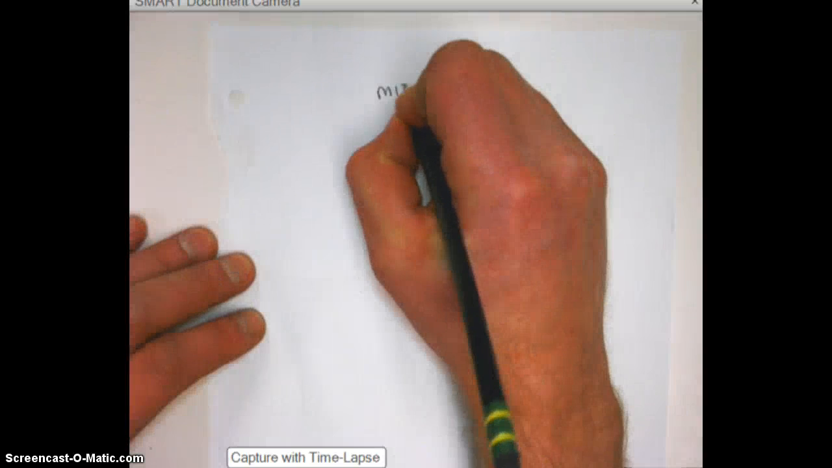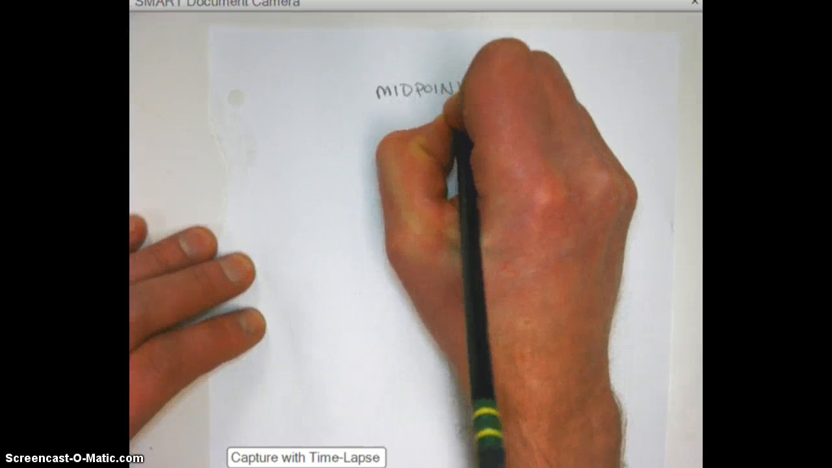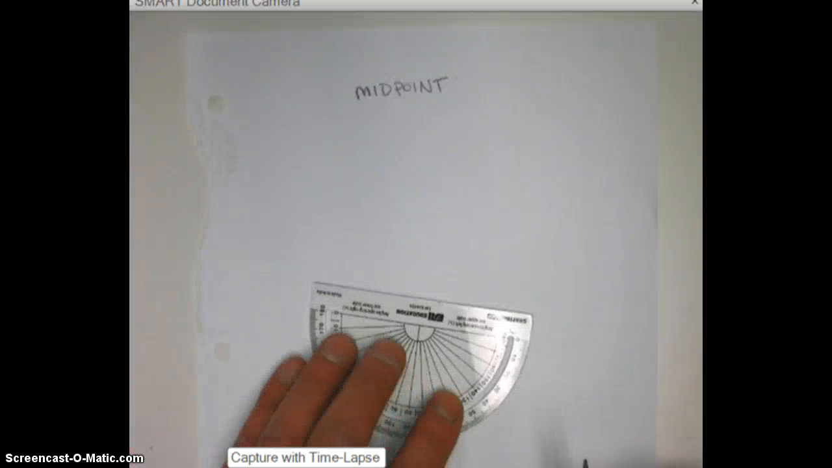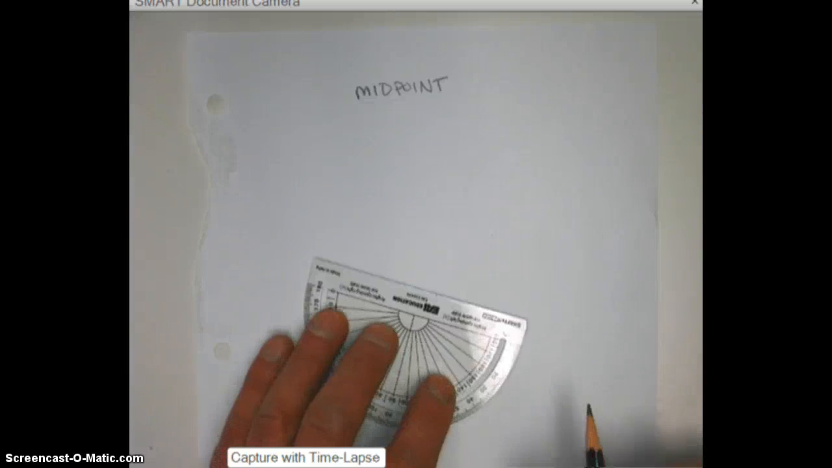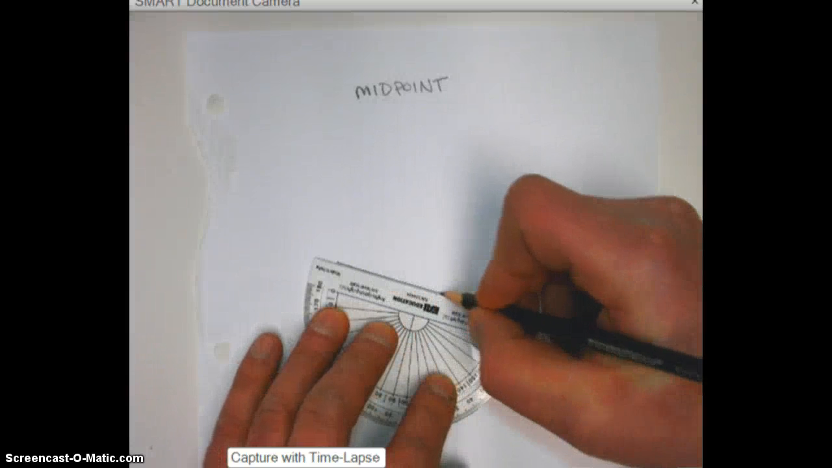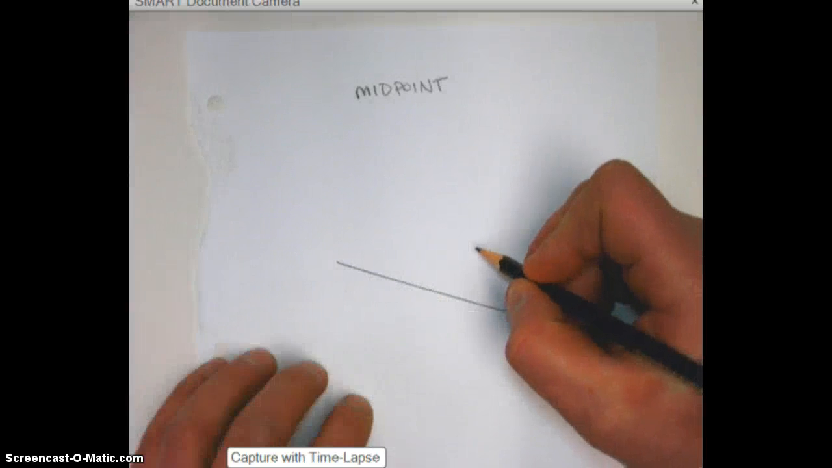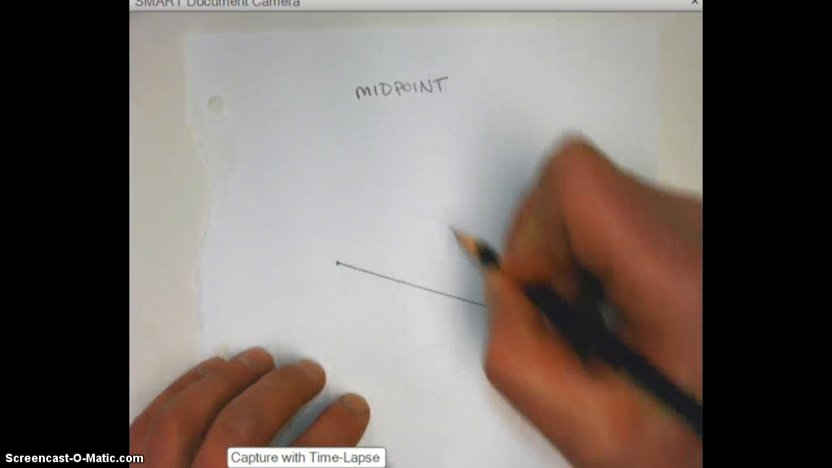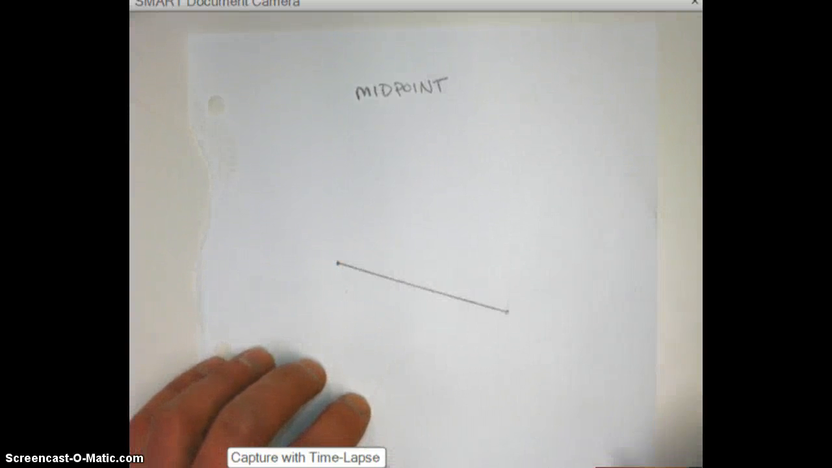Okay, so we're going to be making a midpoint construction today. To start this construction, you want to create a line segment with an arbitrary length, meaning it doesn't really matter how long your line segment is, and I usually like to put endpoints on my line segment.